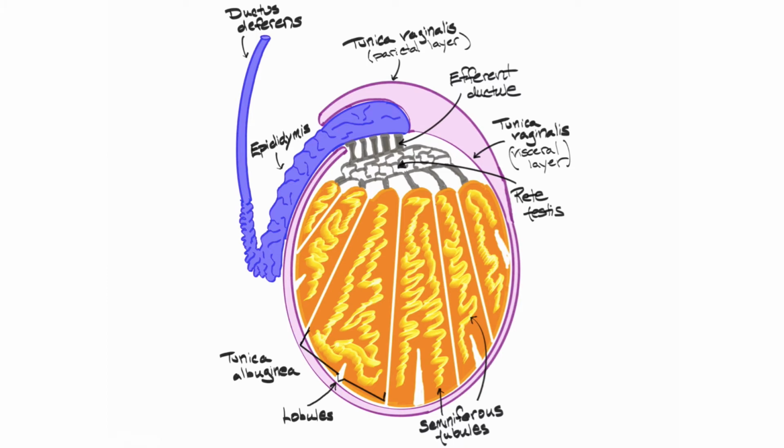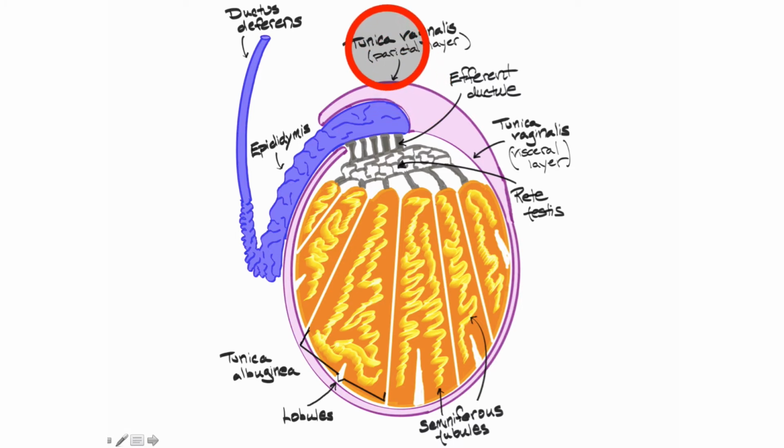Once again, this testis is located within the scrotum, which is external to the body. So that's a big difference between females, where the primary sex organ, the ovaries, are within the peritoneal cavity, inside the body. In males, the primary sex organ is external to the body, and it's composed of a number of structures, one of which are some protective layers.